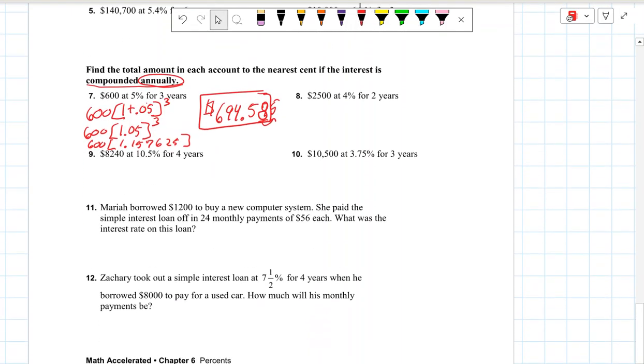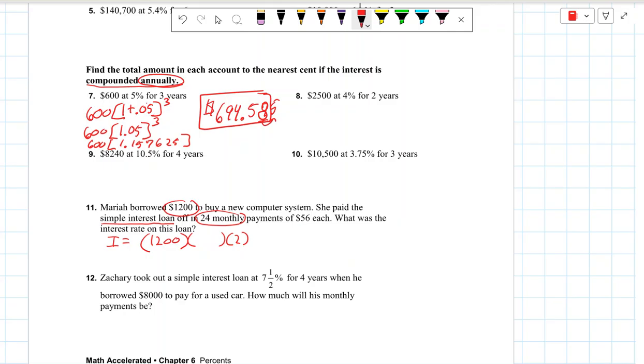And I'll do one word problem with you. Mariah borrowed $1,200 to buy a new computer system. She paid the simple interest loan off in 24 monthly payments of $56. What was the interest rate on the loan? All right, it's noting simple interest, so do not compound. So here we go. She borrowed this much. That's the principal. What's 24 months as in years? That is 2. So 2 goes down here.